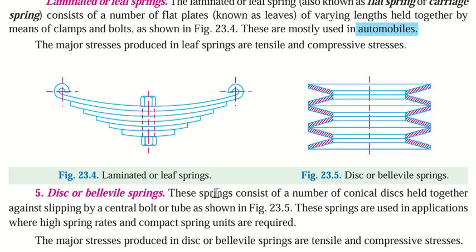Then the next one is the disc or Belleville spring. Disc springs consist of a number of conical shaped discs arranged in a successive manner, and they are held together by a central bolt. These are used where high spring rates and compact designs are required. Such types of applications use disc or Belleville springs. Just like the laminated or leaf spring, the major stresses produced are tensile and compressive stress.